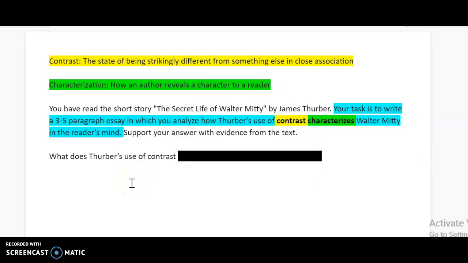So when we start reading, I'm going to be asking you questions about how did Thurber use contrast here, and what did that tell us about the main character, Walter Mitty?